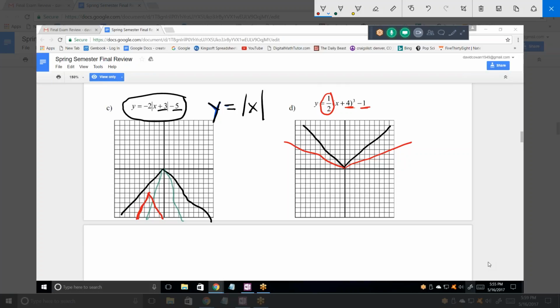Now you still have to do the reflections first above all else. But the order I would always do it would be all reflections first, then all stretches or shrinks second, and all shifts third. That's the way to do it, I think.